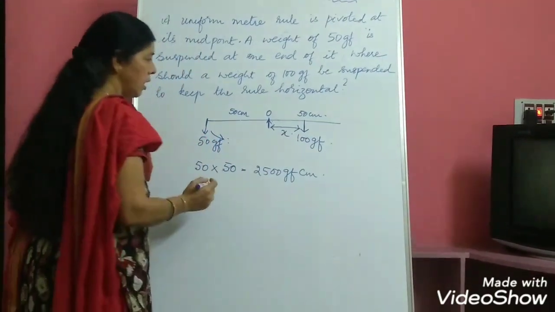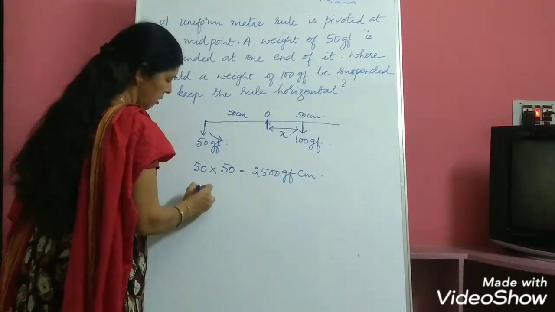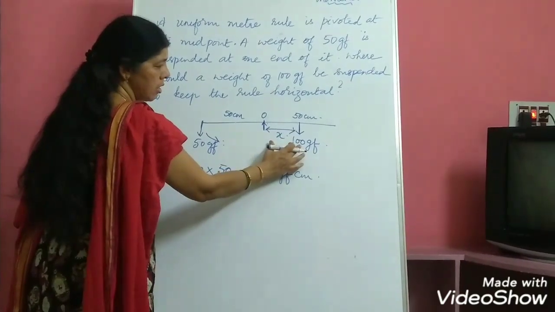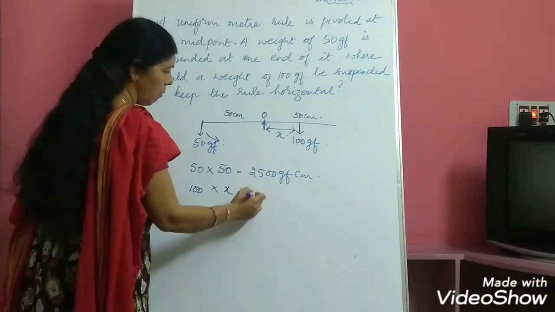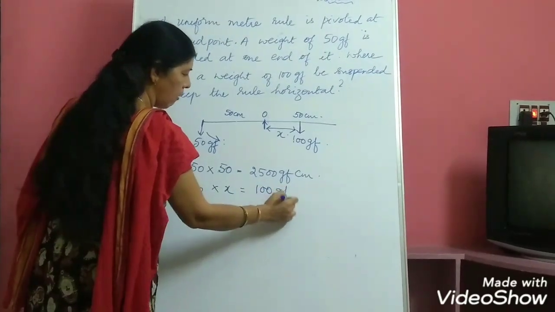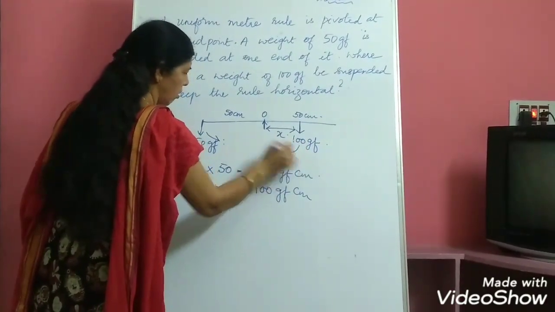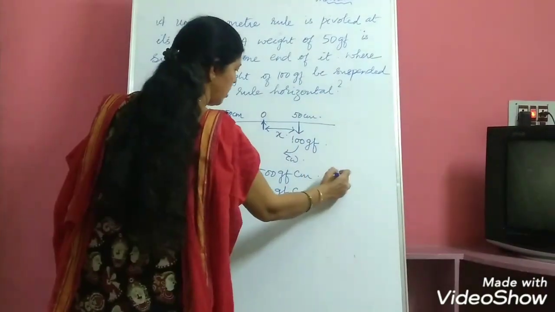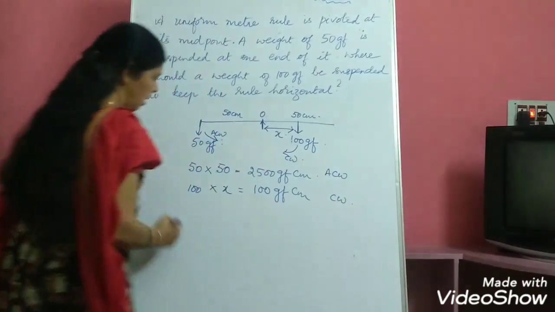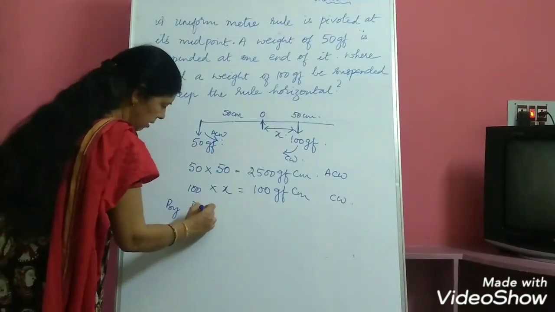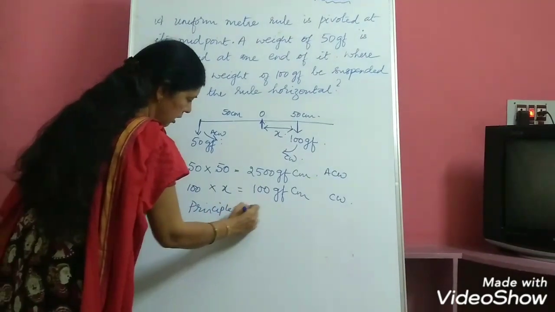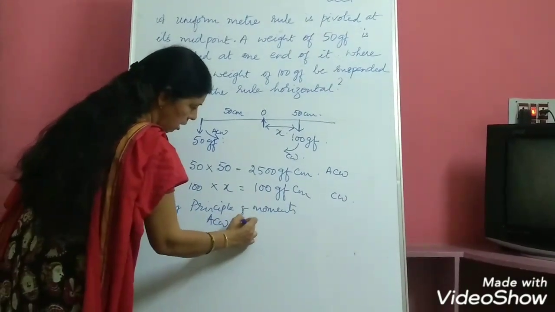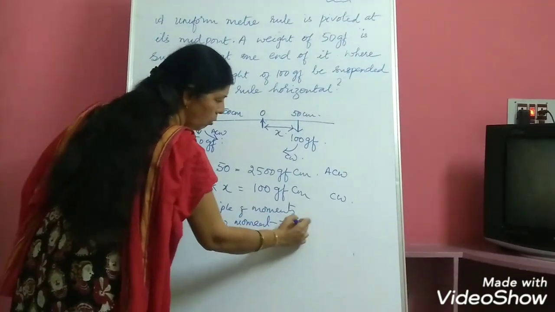Now this side if you take, it is again 100 gram force multiplied by, we don't know the distance at which it should be hung. Let it be x. So this will be equal to 100 into x gram force centimeter, and it is clockwise. So this is anti-clockwise and this is clockwise. Now, by principle of moments, what we have learned? Anti-clockwise moment must be equal to clockwise moment.